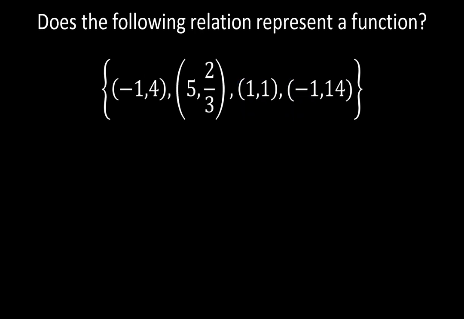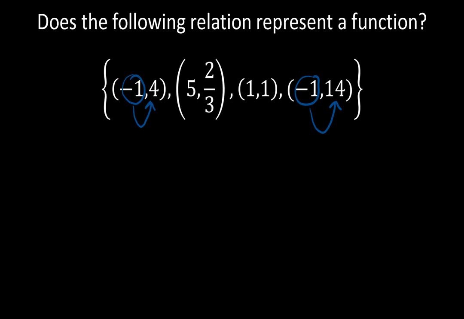Does this relation represent a function? Well, let's see. -1 is paired with 4. For this to be a function, an input of -1 can only be paired with 4. As I look down here at my last ordered pair, I see this ordered pair tells me that -1 is also paired with 14. Well, because -1 is paired with 4 and -1 is paired with 14, this is not a function.